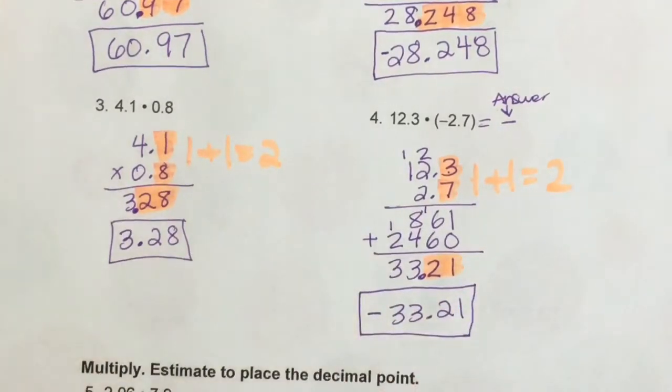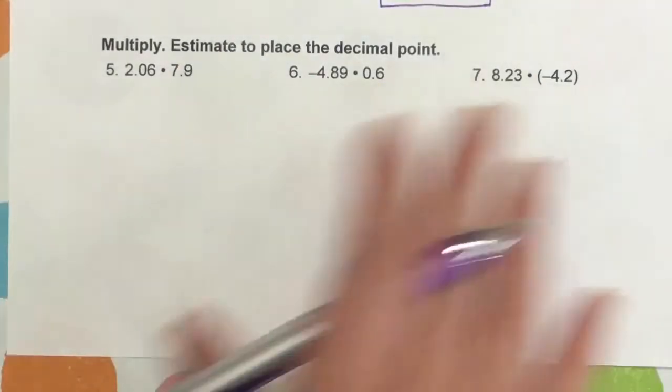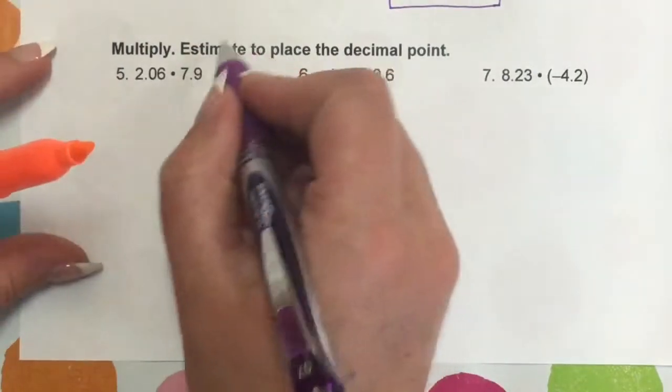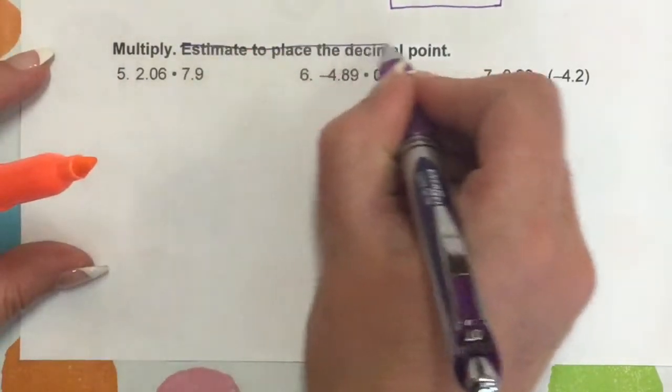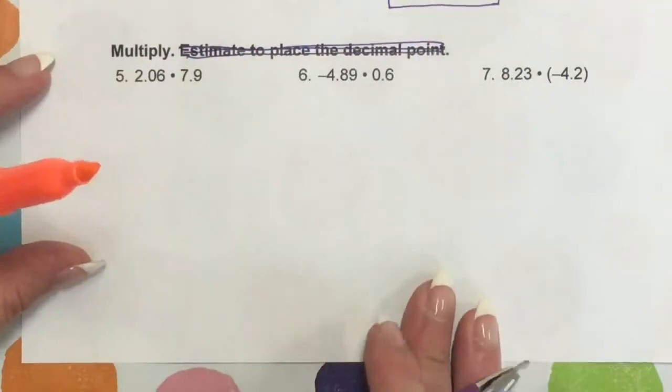So I hope you got that one correct. All right, so let's go on to problems 5, 6, 7. I just want you to multiply these decimals. I don't want you to worry about estimating to find the place of the decimal point. So let's not worry about that at this point. Let's just multiply these. Okay, perfect.